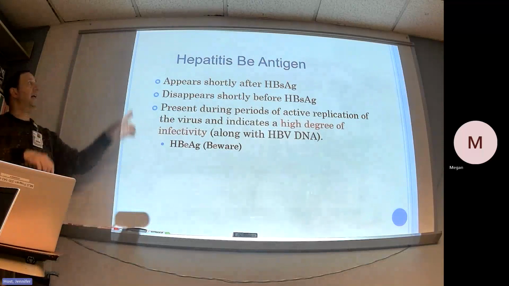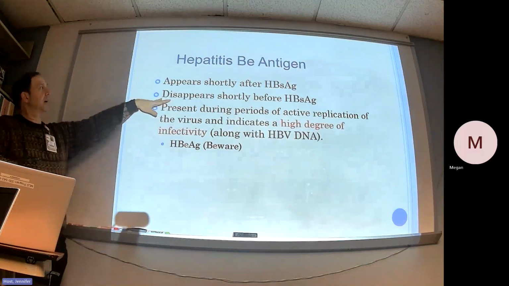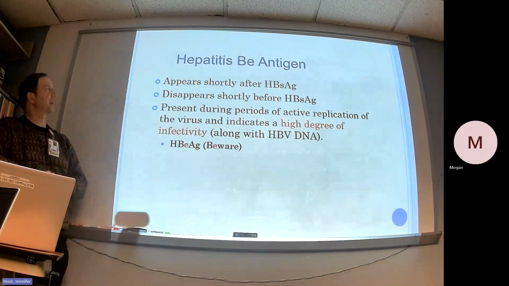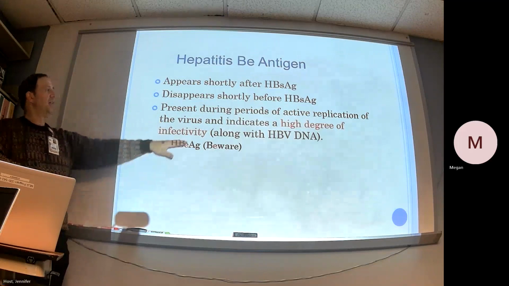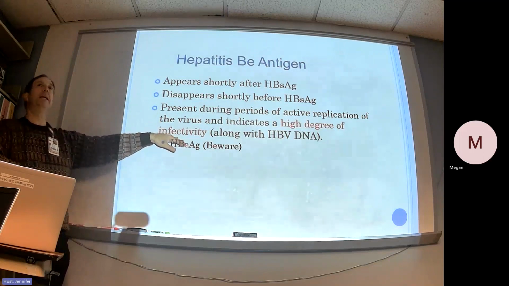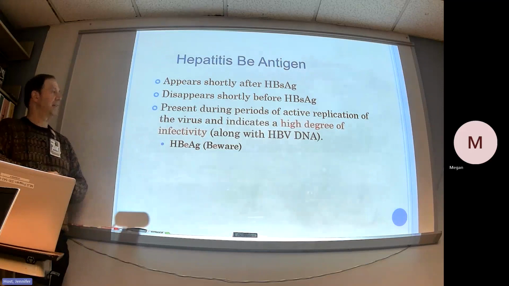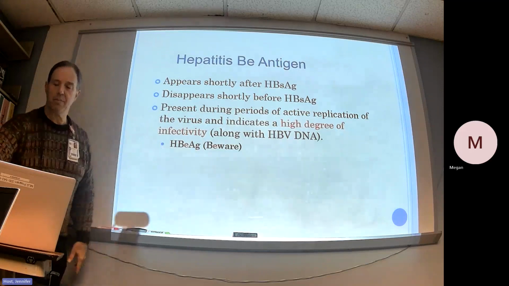Hepatitis B E antigen just appears shortly before the surface antigen, or really after. It's like the highest infectivity. So if you remember anything about hepatitis B E, it's a highly infected person. I guess that's a pretty good way.